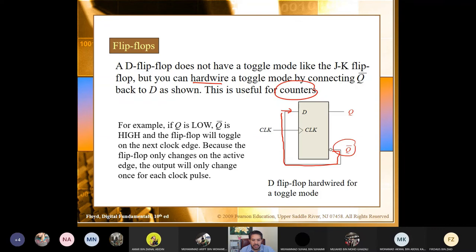Because the flip-flop only changes on the active edge, the output will only change once per clock pulse. So although it seems as if D will always be similar to Q, we have to see later on. So make sure there is a timing diagram, because Q will respond based on D, but it will change based on the clock sequence here. So the clock sequence here will make Q bar change state, let's say 1010, depending on how fast the clock is.